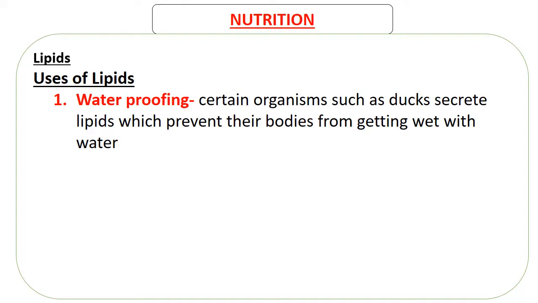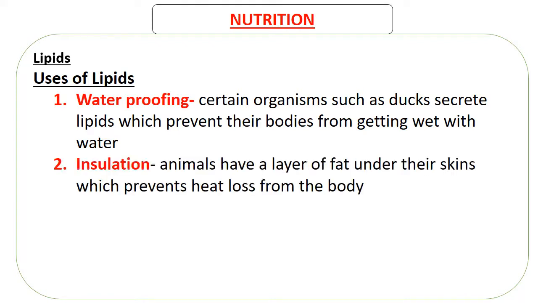When they're about to get into water, they secrete lipids so that when they come out, their bodies will still be dry and only covered by lipids. The second is insulation. Animals have a layer of fat under their skins which prevents heat loss from the body. So under your skin there are some fats which prevent heat from getting out of your body. They act as insulators. Sorry for slim people, you might not have much fat under your skins. Sorry for that.